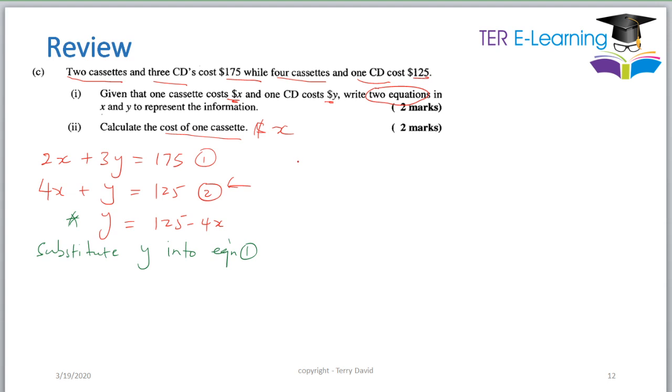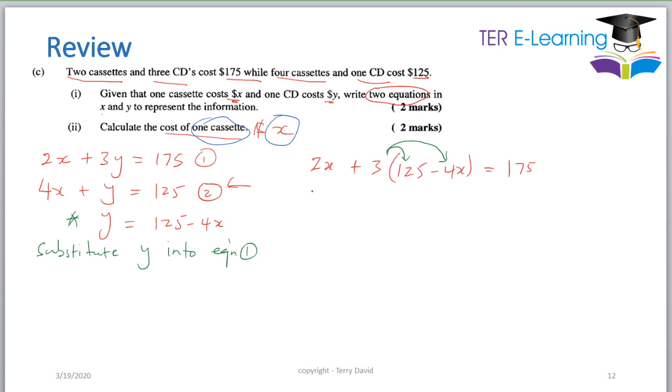So therefore, in equation 1, we had 2x plus 3y, right? But in this case here, y is equal to 125 minus 4x, which is equal to 175. All right, so this is my equation, right? And what the question is trying to ask us is the cost of 1 cassette, right? So we're trying to find x basically. So what we need to do, we need to simplify this and solve this equation. So anytime we have brackets, we need to remove the brackets by using the distributive law. All right, so let's go.